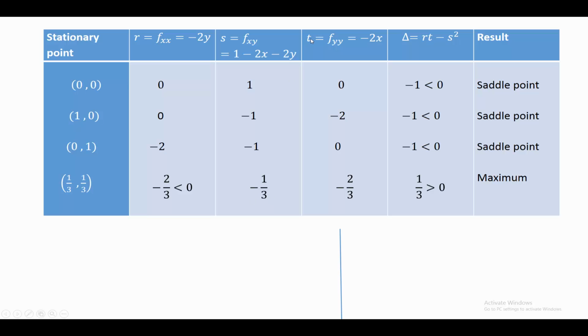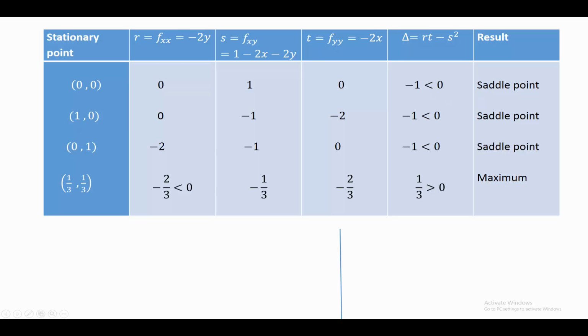Now the next column is t equal to f double y, and we know f double y is minus 2x. At point (0, 0), x is 0, so this is 0. At point (1, 0), x is 1, so this is minus 2. At point (0, 1), x is 0, so this is 0. At point (1/3, 1/3), x is 1/3, so this becomes minus 2/3. Now delta equal to rt minus s square. r into t, 0 into 0 is 0, minus 1 square is minus 1.